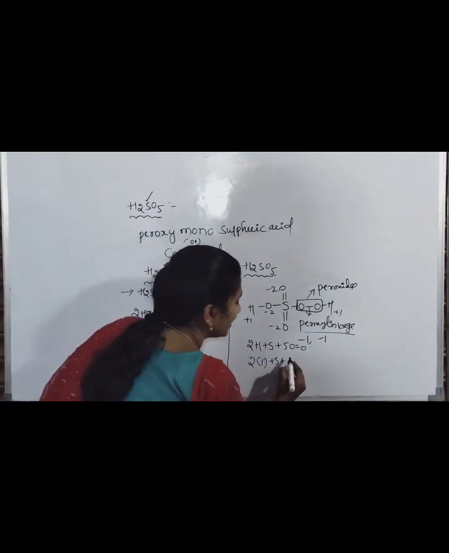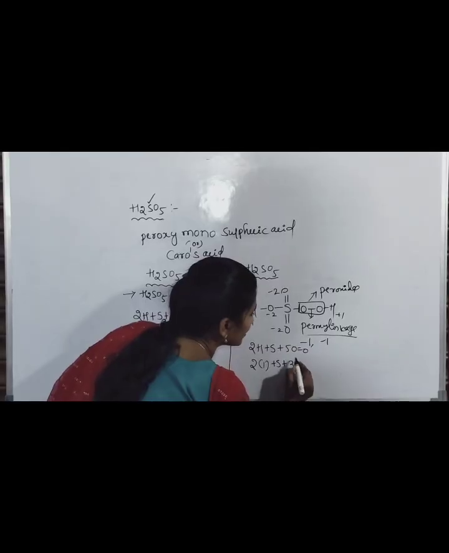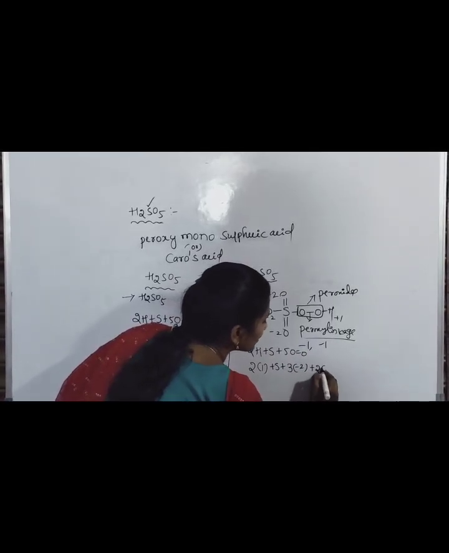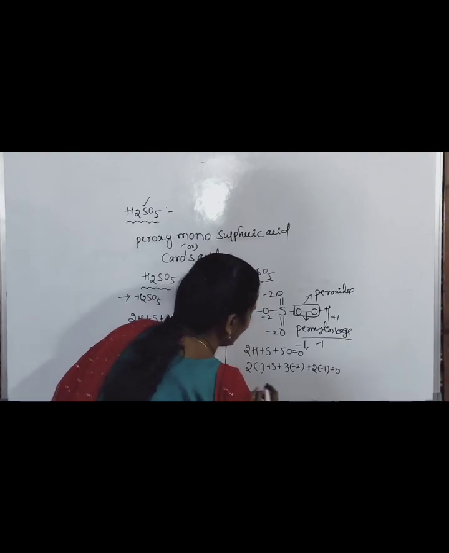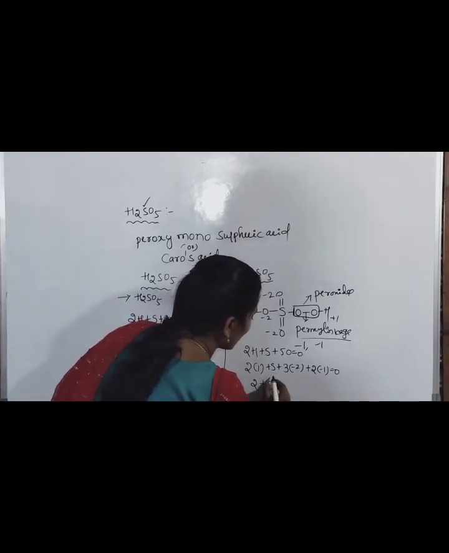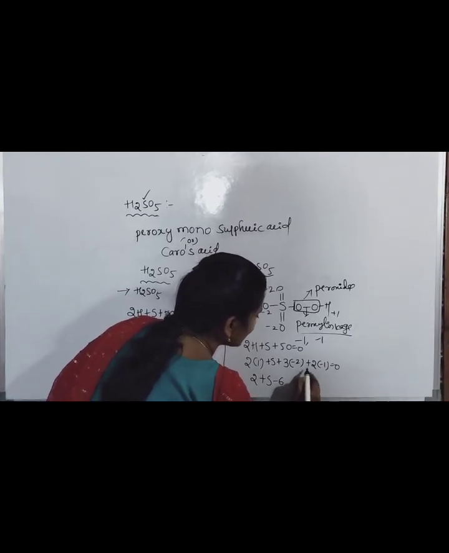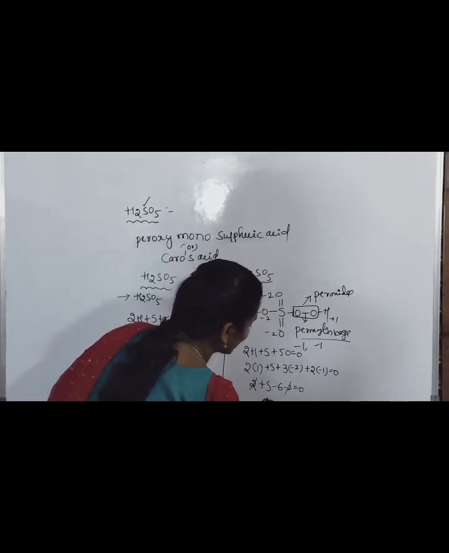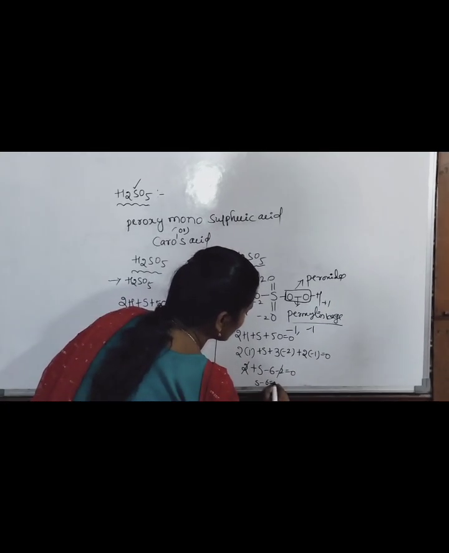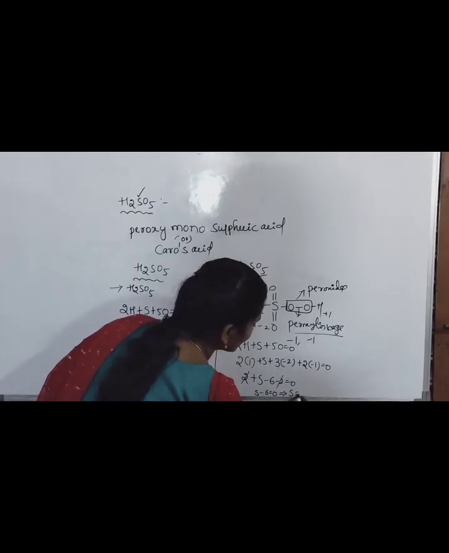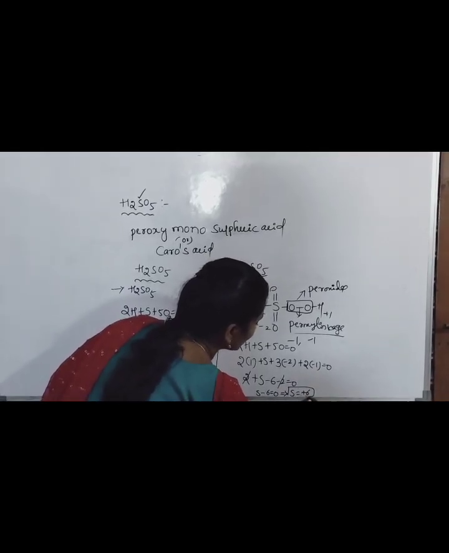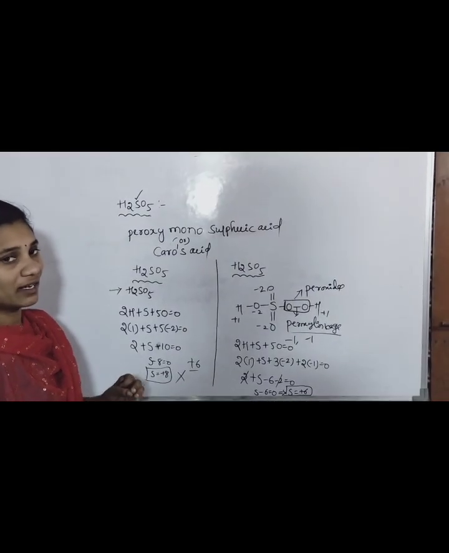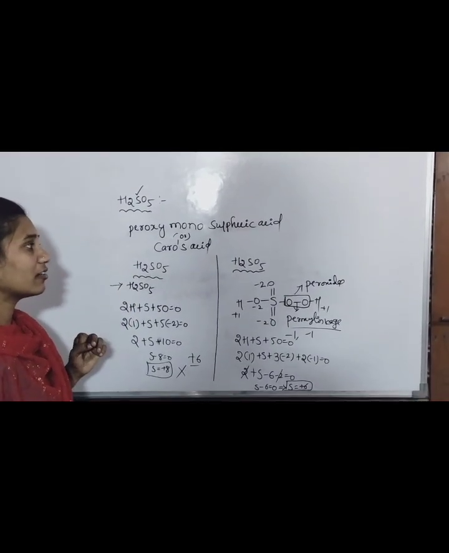Now let us write it separately. 3 oxygens into -2 plus 2 oxygens into -1. Then 2 1s are 2, sulfur, 3 2s are 6, -2. So plus 2 and -2 get cancelled. Now sulfur is equal to plus 6 we have got. So this is how we get the actual value of sulfur in peroxymonosulphuric acid.